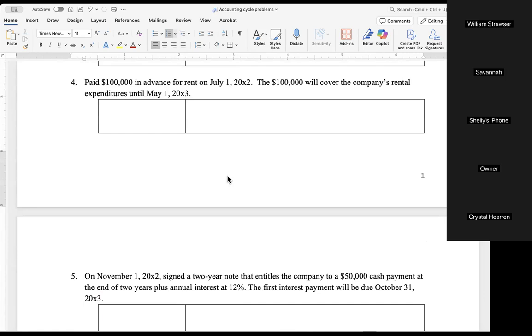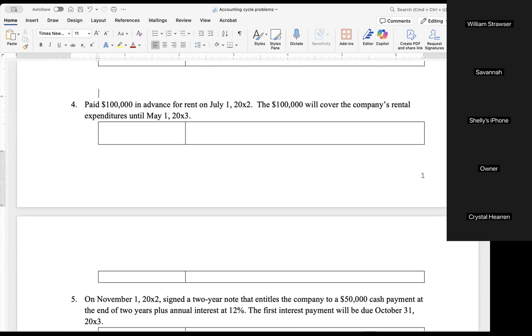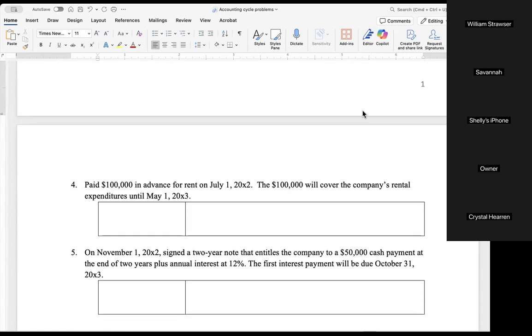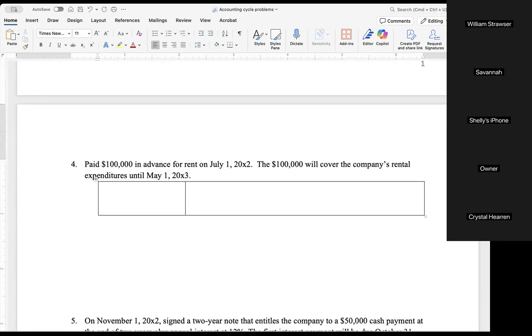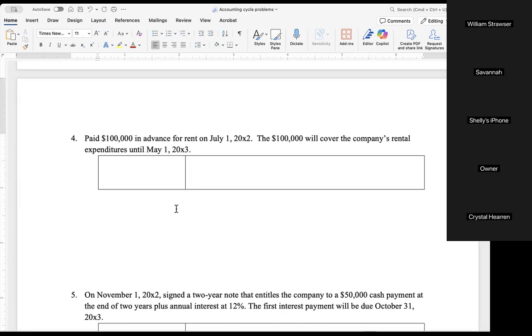Let's see. Okay, yeah, this one works. This is a little bit of a different one, in terms of the time period that it's working with here. So we paid in advance for rent on July 1st. The $100,000 that we paid in advance will cover the company's rental expenditures until May 1st, 20X3.